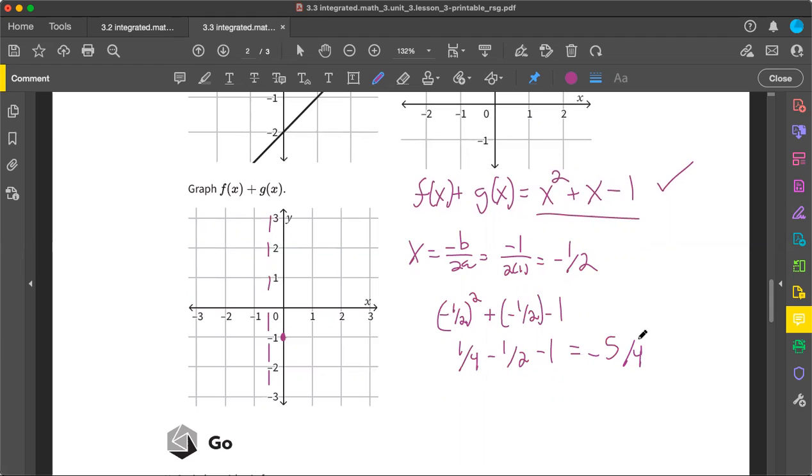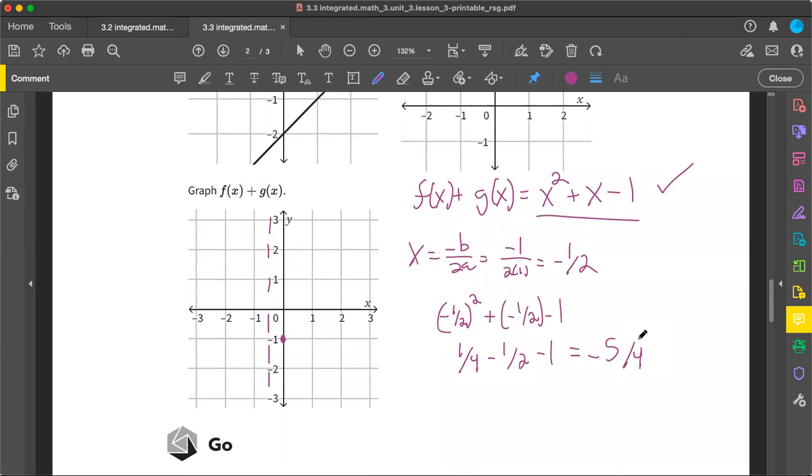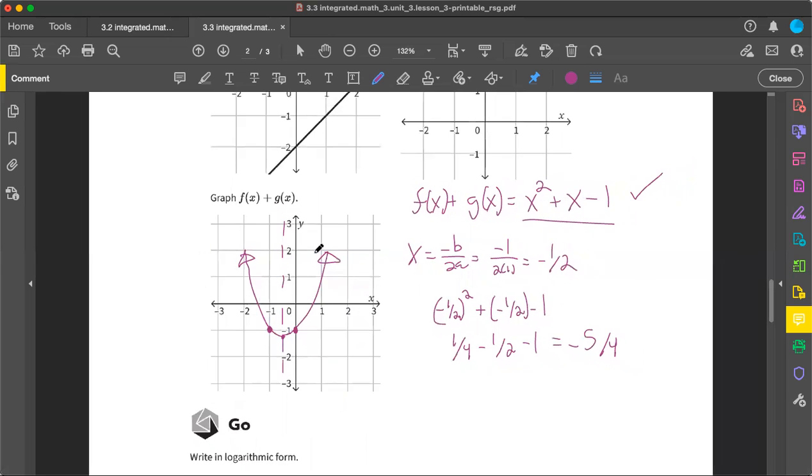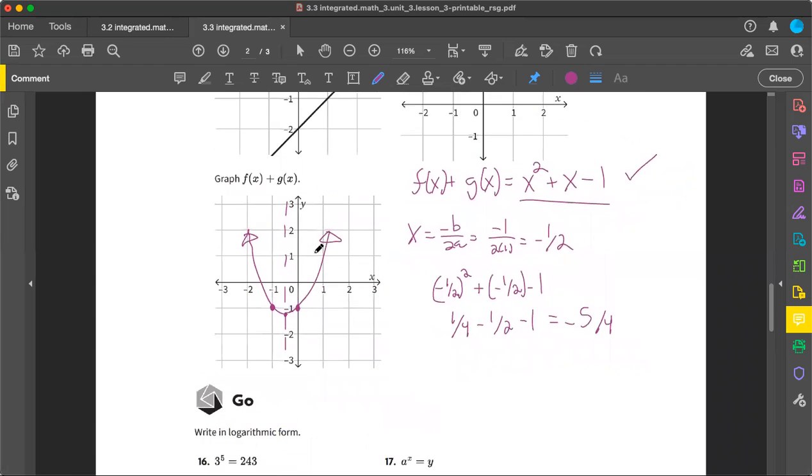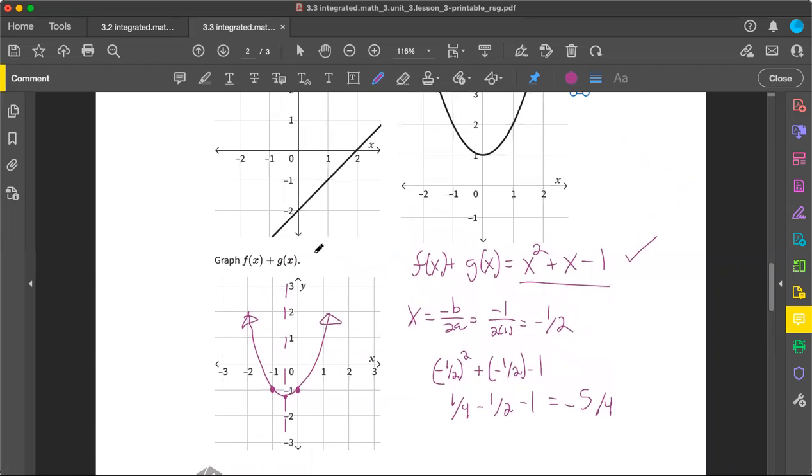And is that right? Yeah, that should be right. Is it? Yeah, that's good. Okay, so negative 5/4. So you're ballpark down here. This means there's another point over here, negative 1, 0, and it's going to bounce up accordingly. Something like that.